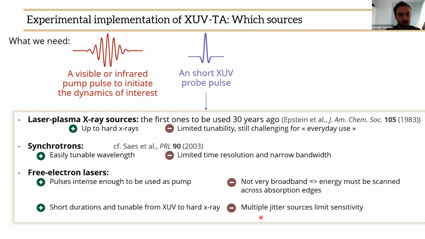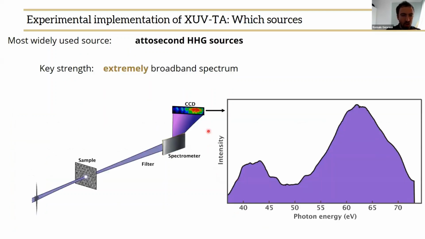And also in the case of free electron lasers, you do still have multiple jitter sources that limit the sensitivity of the technique, at least until now. So this brings me to the other type of sources. I'm sure you hadn't seen that coming, which are attosecond HHG sources. And so the key strength of these sources is that they have an extremely broadband spectrum. So they match extremely well with what we want to do in TA, which is to probe a bunch of different things at the same time. And so have as many wavelengths as we can pretty much in our probe spectrum.